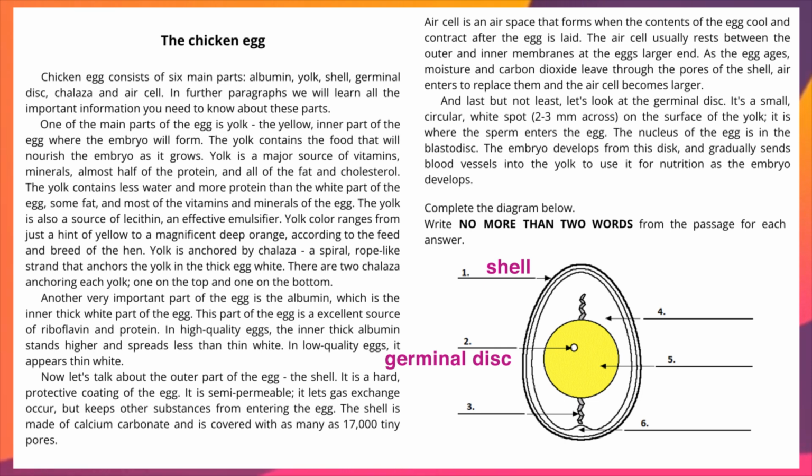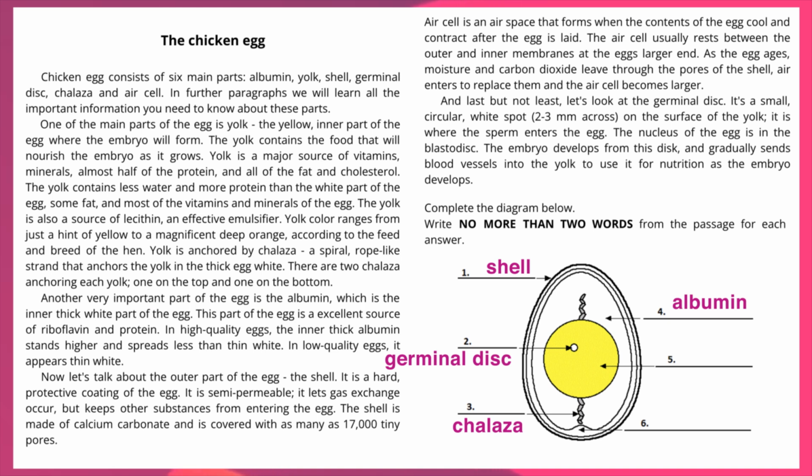The third answer is chalaza. Again, come to the first part of the passage, the second paragraph, last third line, which says, yolk is anchored by chalaza, a spiral rope-like strand that anchors the yolk in the thick egg white. There are two chalaza, on the upper part, that is on the top, and on the bottom, and that's why the third answer will be chalaza. Fourth one is albumin. Go to the third paragraph on the first side of the passage, the first line, which says a very important part of the egg is the albumin, which is the inner thick white part of the egg. This clearly states that our answer for the fourth one is going to be albumin.